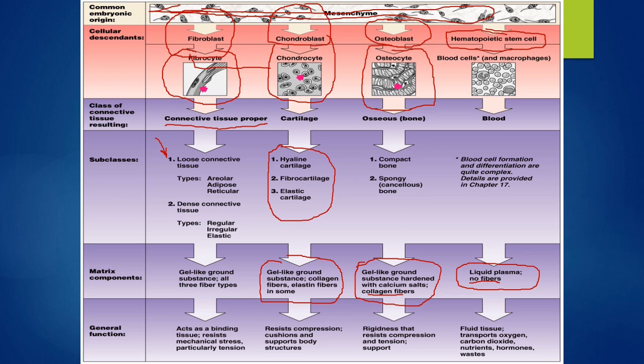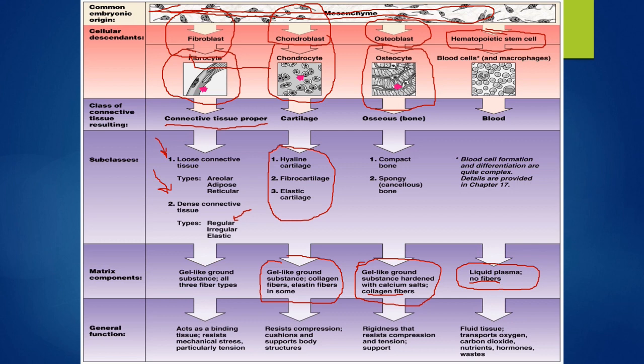loosely packed and poorly condensed type of connective tissue. That's why it's referred to as the loose connective tissues. Then we have also the dense connective tissues, of which there are 2 types. There's the regular and the irregular. And it's the tendons and the ligaments that derive from the regular dense connective tissue. So it's referred to as dense regular connective tissue or dense irregular connective tissue.